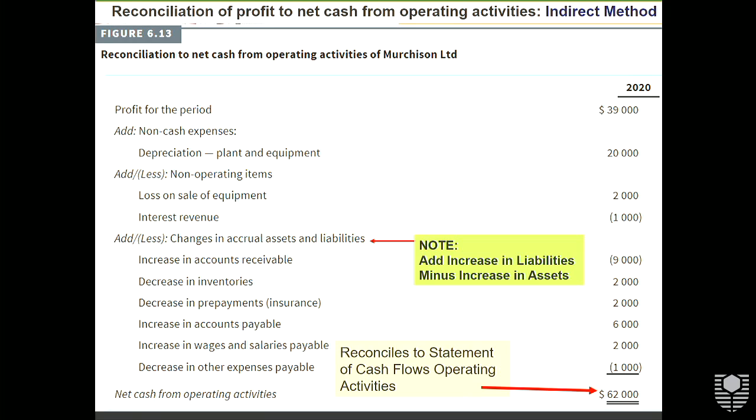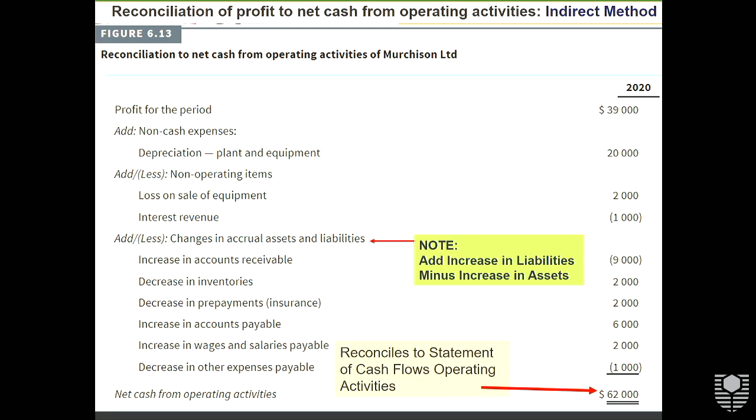So there's a difference there of 9,000. So there's a movement there of 9,000. That 9,000, for our accounts receivable increase, we're going to deduct that out. Our inventories, again, which is another asset, but this is a decrease, right? Therefore, we're going to add that.